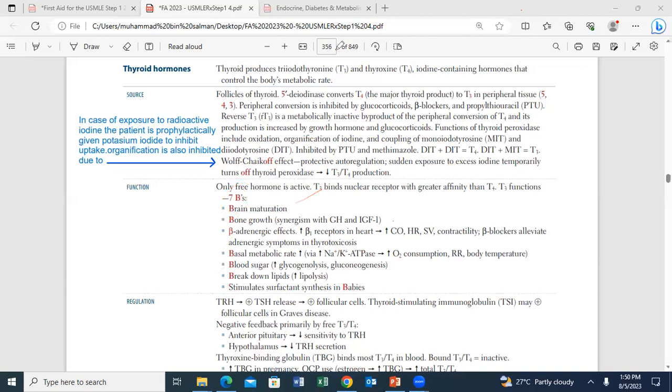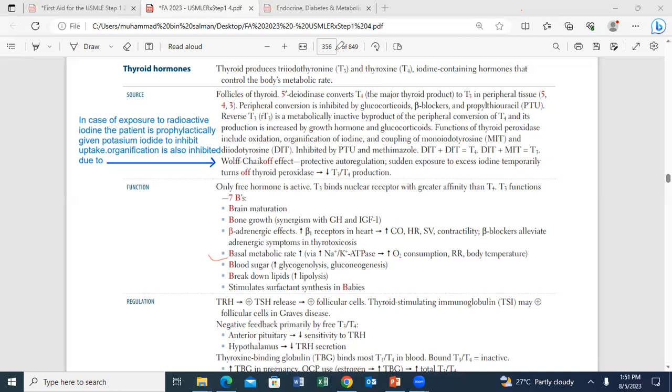It helps in the brain growth and beta adrenergic effect. Now this is very important. So thyroid hormone increases the beta receptors in the heart, and since beta 1 receptors are increased, and we know that beta stimulation increases the cardiac output, the heart rate, and the stroke volume, thyroid hormones are also involved in increasing cardiac output, heart rate, and stroke volume. And so in a scenario of hyperthyroidism, there is a patient with palpitations and increased blood pressure and these kinds of symptoms. And as I have already mentioned, it increases the basal metabolic rate.